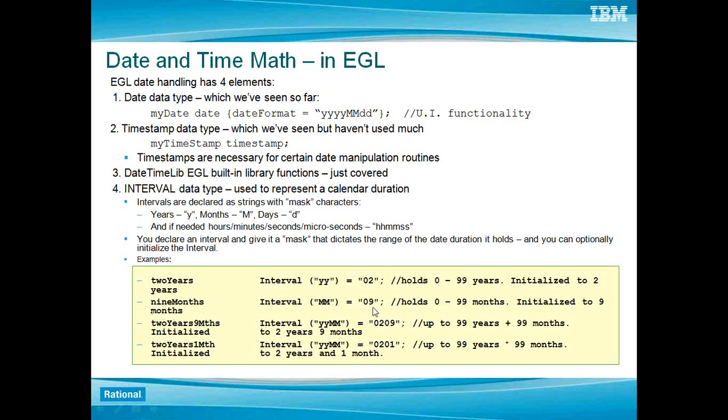Same way, we have a 9 months interval. So this interval only represents 9 months. It doesn't know what those months are. It doesn't know what the years or the days are. It is only a 9 months interval. Same way, you can have a year and month interval combined.